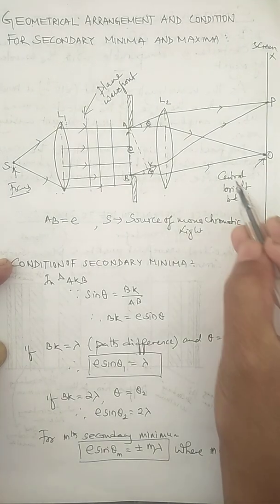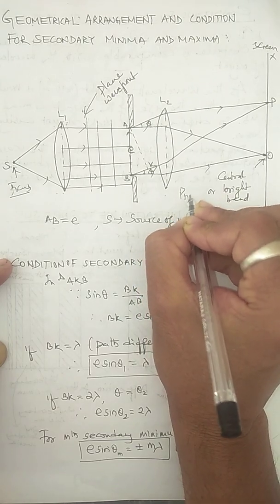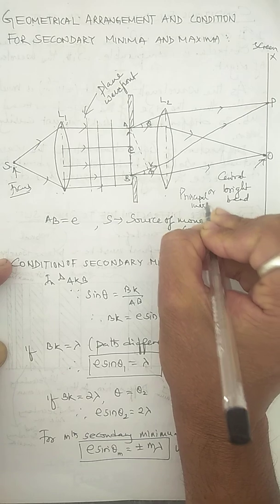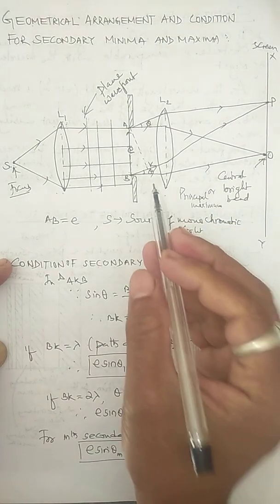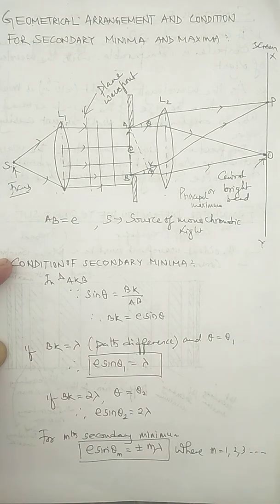And children, this particular center bright band is also called principal maximum. We can use the word principal maximum. Now, most of the incident light is actually concentrated on this principal maximum. That's why the maximum intensity is always observed on the center bright band.